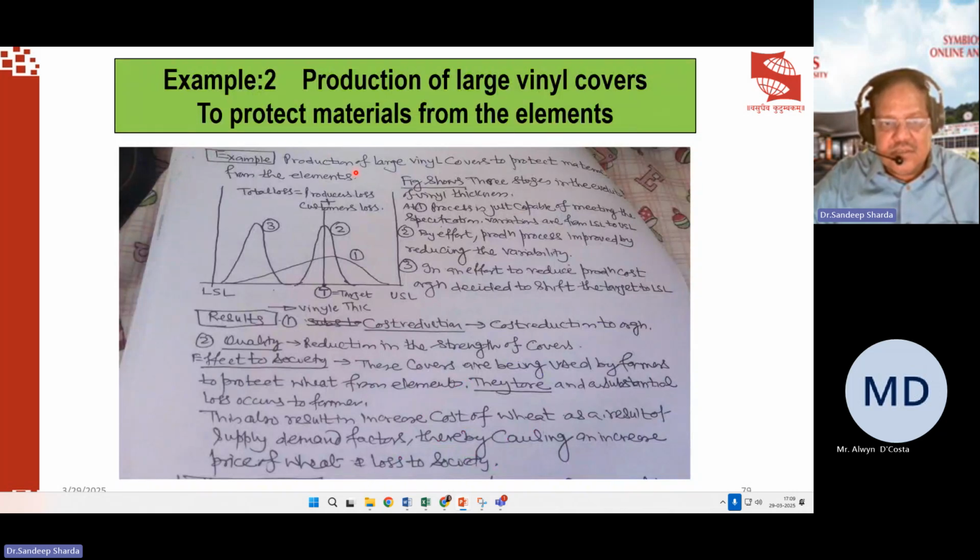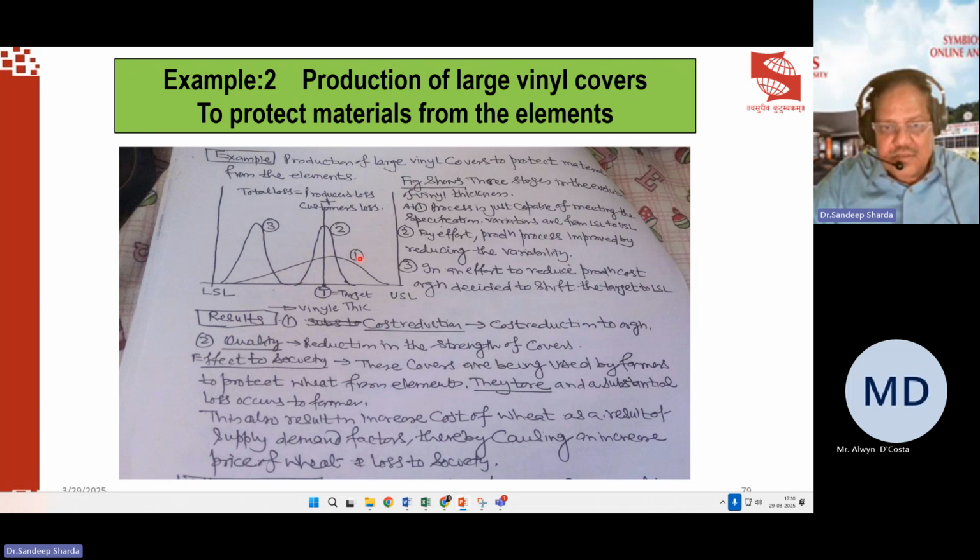elements. So this is the production of large vinyl covers to protect the materials from the elements in the farm area. So the total loss function will be the producer's loss plus the customer's loss. So there are three normal distribution curves that we can consider. This is the upper control limit and this is the lower control limit. Then these are the nature of the normal distribution pattern for that production of the large vinyl covers. This is another normal distribution curve and this is another.